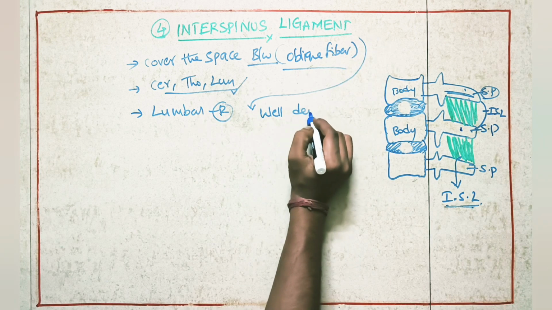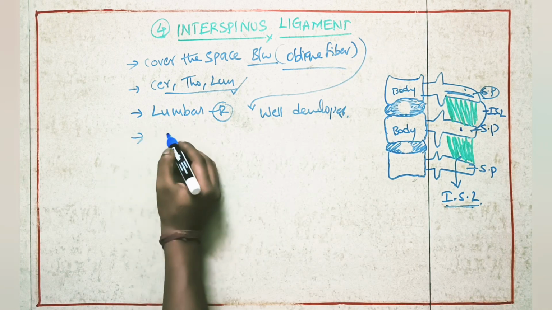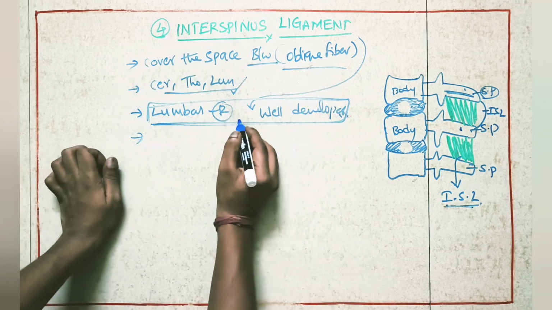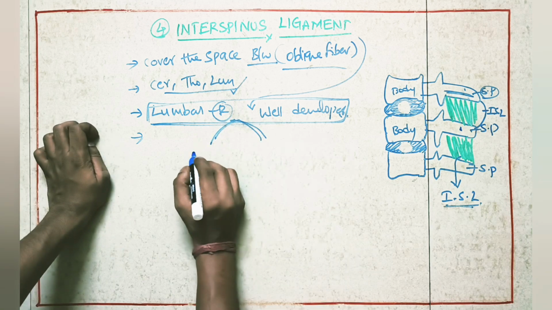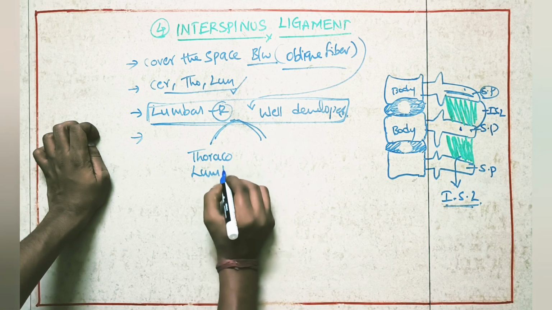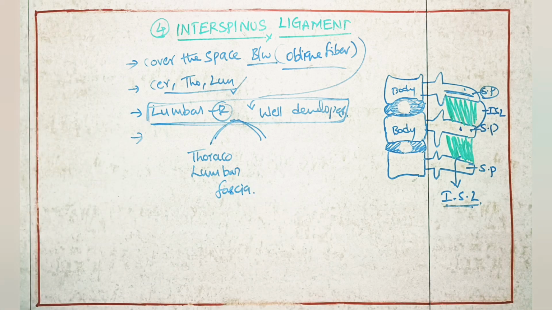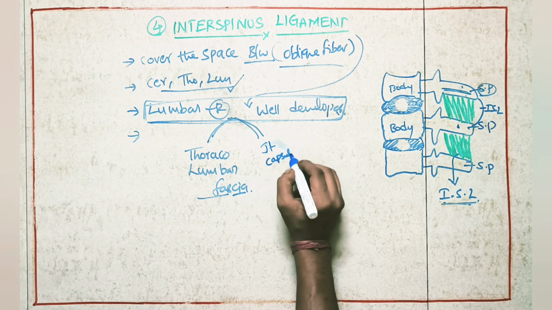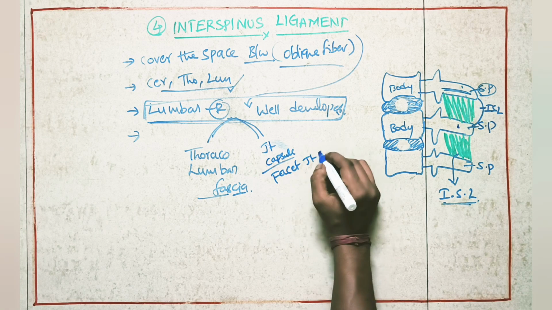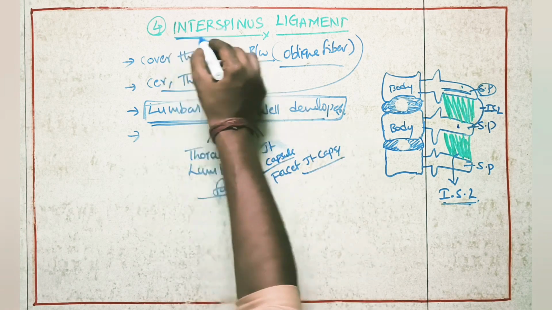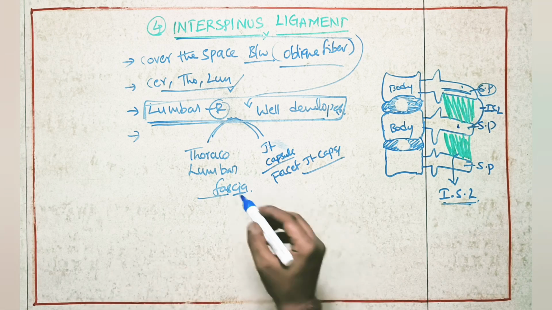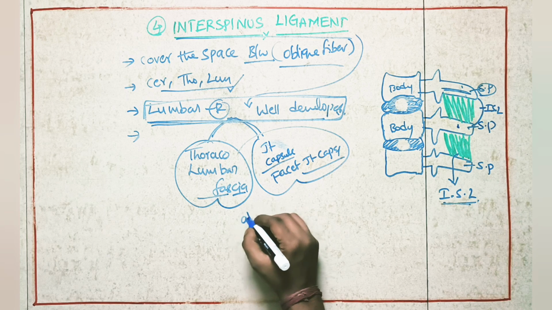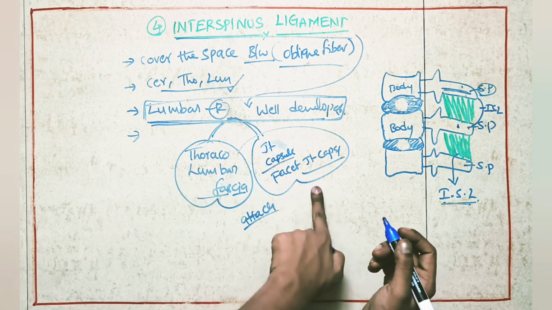well developed. Okay. Next point, in the lumbar region only, this interspinous ligament is going to connect or contribute to the thoracolumbar fascia and one more, the joint capsules. Which joint capsules? Facet joint capsules. So in the lumbar region, this interspinous ligament contributes to the thoracolumbar fascia, and at the same time, the capsules contribution, nothing but attachment, is going to attach to both the thoracolumbar fascia and the facet joint capsules.